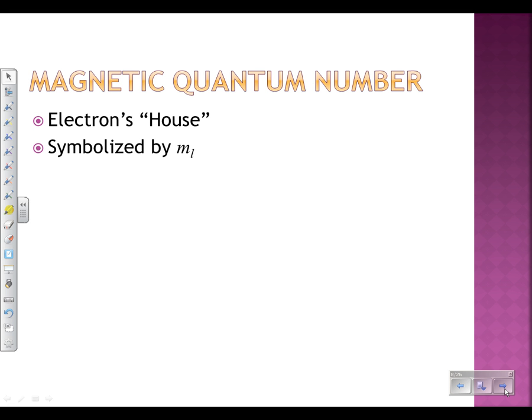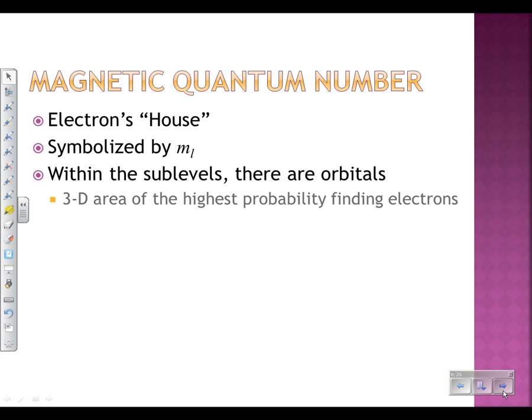Those two p orbitals that we were just looking at, they're in the same energy level, they're both blue, and they're both p orbitals, right? But they're clearly different from one another. Within the sublevels, there are these things that we call orbitals. Orbitals are three-dimensional areas of high probability of finding electrons. Every single thing that I've drawn up on the board today has been an orbital. It's an area where we find a high probability that electrons will be there.